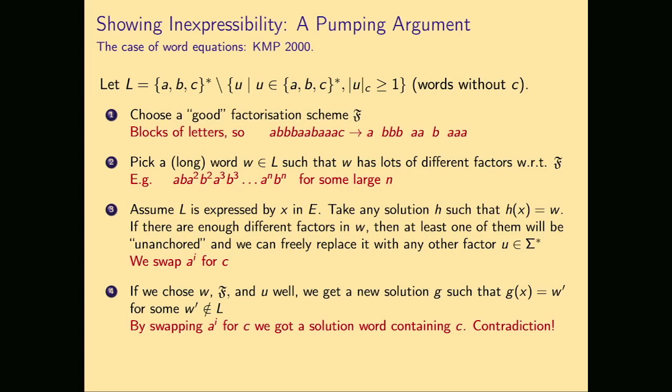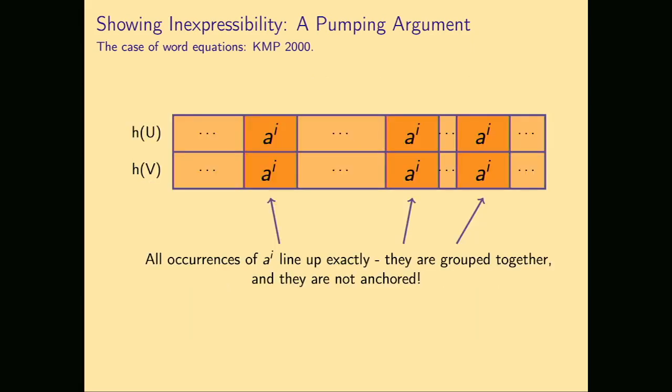For instance, in this way, one can show that if you want to express the language of words over ABC which have no C in them, then you can do that. Essentially, you will just take a long word like here, this one. It has long factors in its factorization, and then you can identify one of these factors, swap it with a C, and there you go. You should get a solution to your equation, but it's not from the language. So very simple languages are not expressible by word equations.